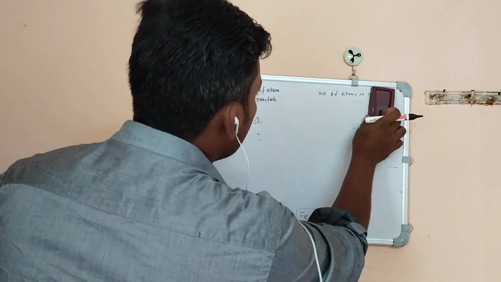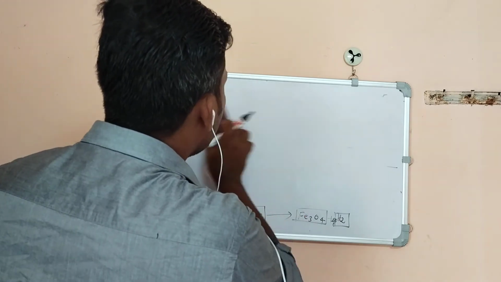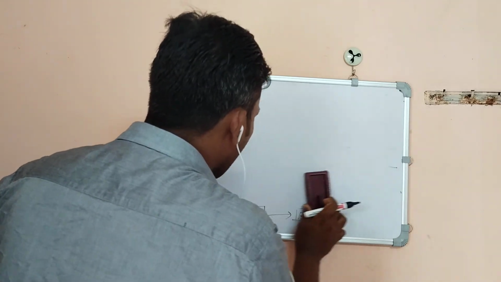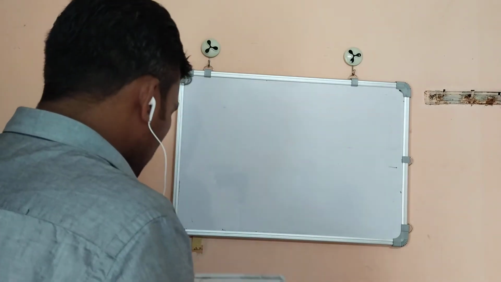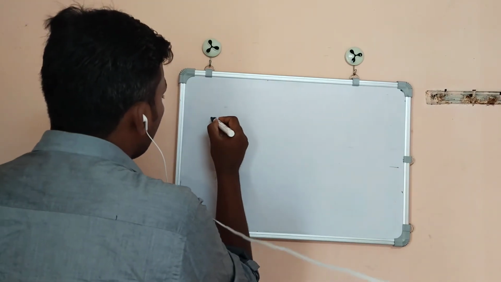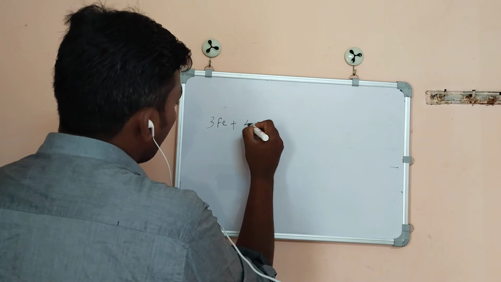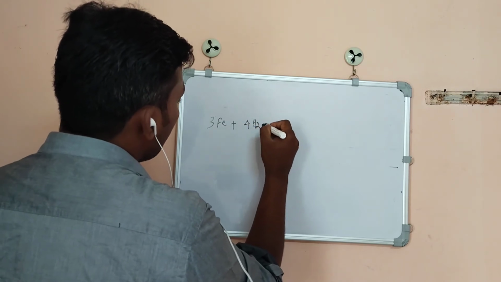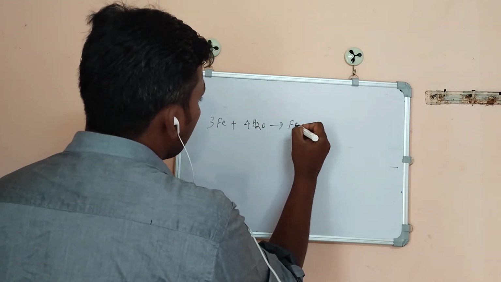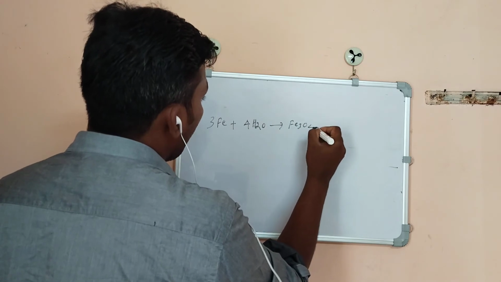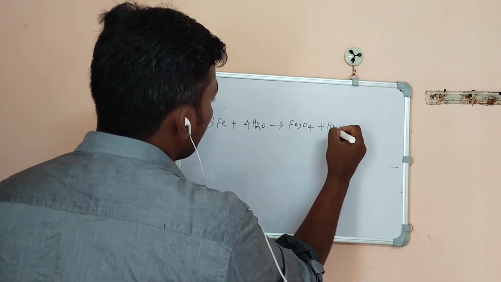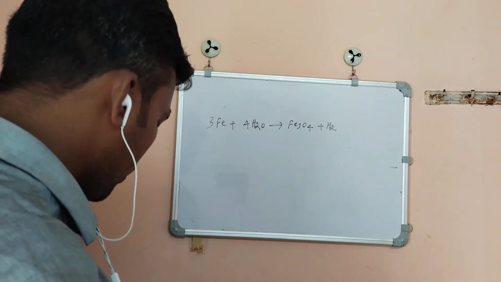Like this you need to balance any chemical reaction. Now I am going to write the whole setup. 3 Fe plus 4 H2O gives Fe3O4 plus 4H2. Okay, 4H2.